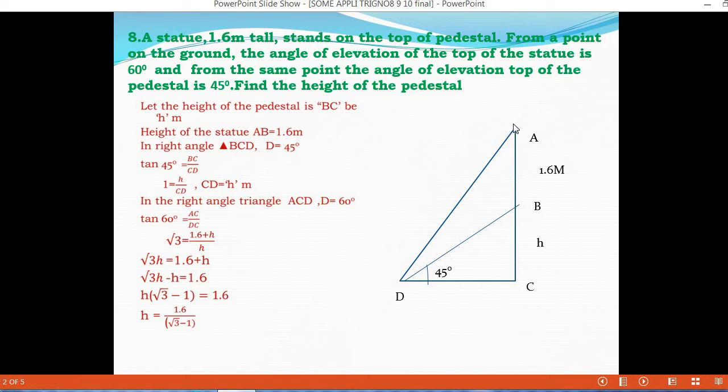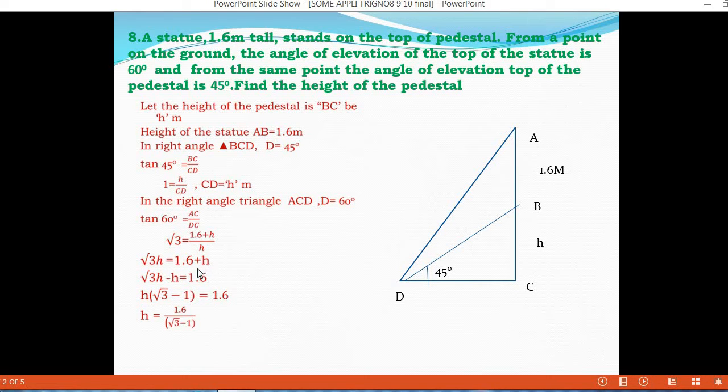Now let us move to the triangle ACD. In this triangle ACD, angle D is 60 degrees. We can take tan 60 is equal to AC divided by DC. So tan 60 is root 3, which is equal to AC divided by DC. AC is 1.6 plus H, and DC is H. Cross multiply: root 3 into H is equal to 1.6 plus H.